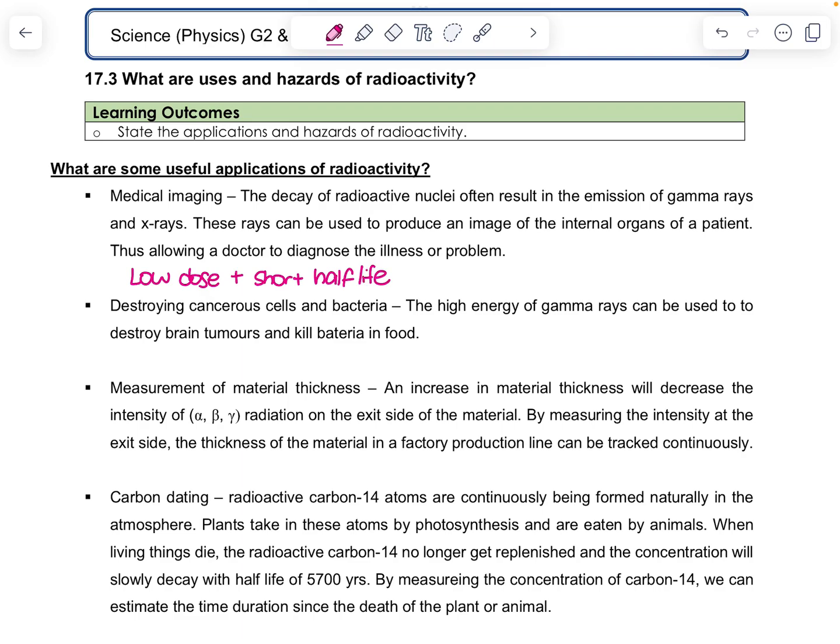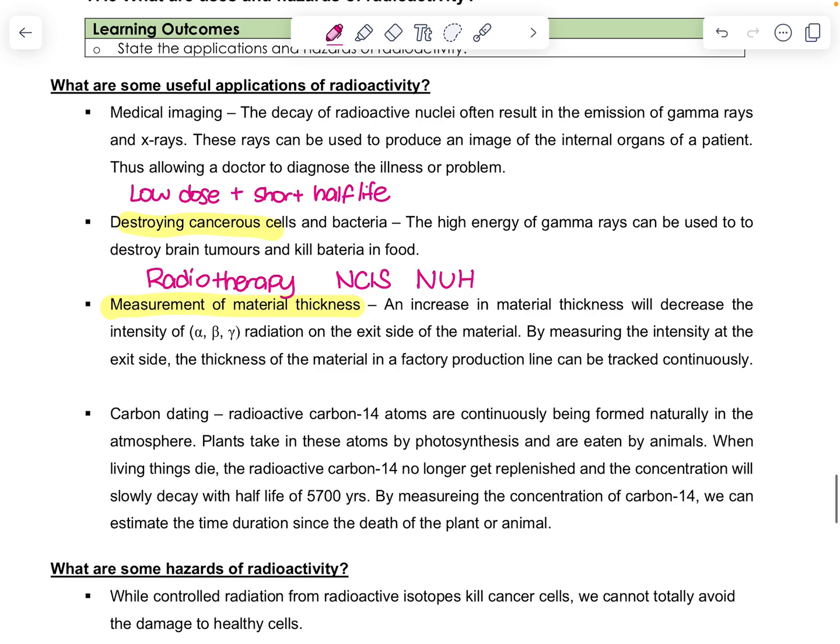Okay, then it also can be used to destroy cancer cells. It's a form called radiotherapy. It's done at the National Cancer Centre under NUH. It also can be used to measure the thickness of materials, which should have been done for the submersible. It also can be used for carbon dating to check the age of fossils.